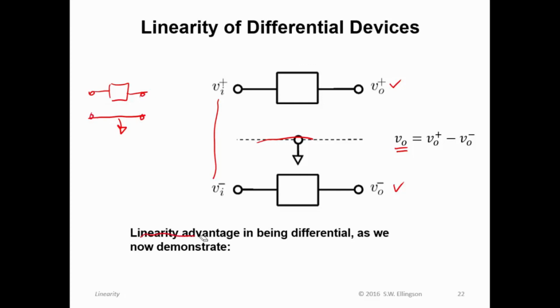There is a linearity advantage in being differential. Before I show you what it is, I'll just point out that there is no effect on third-order intermodulation. I've already shown you a survey of parts of amplifiers that demonstrates this. Where the difference will be is for second-order intermodulation. So let me show you why that is.